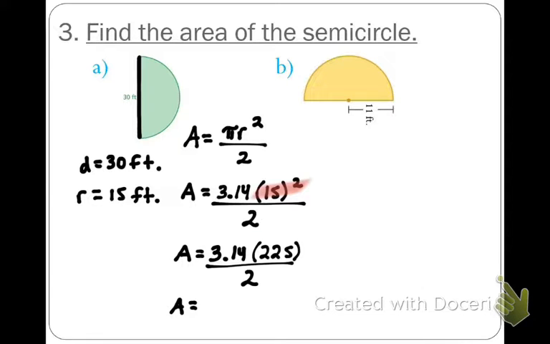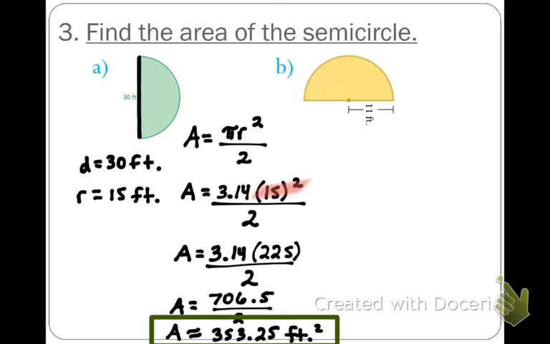I got 706. Okay. So, yeah, you got 706.5 divided by 2. And when you do that, we're going to see 353.25. Do the instructions ask me to round? No. So we're going to leave it just like that. Abigail, what are my units? Feet squared is correct. Remember, anytime that it asks for the area, you will always square the units.